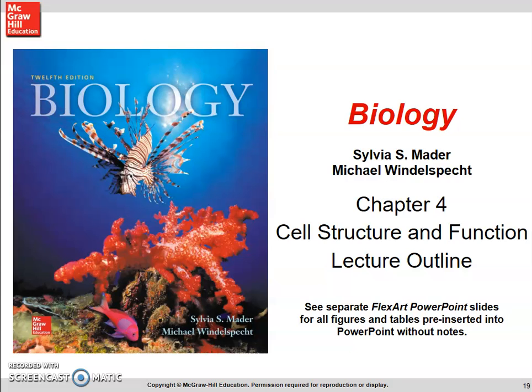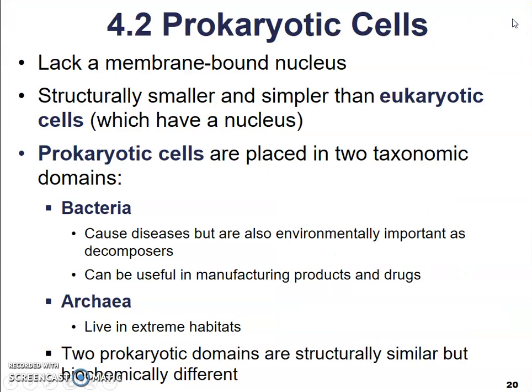Hey guys, let's get started on section 2 of chapter 4. Prokaryotic cells. They lack a membrane-bound nucleus. They have a central nucleoid region where DNA is, but not a true nucleus. They are smaller and more simple than eukaryotic cells, which have a true nucleus.